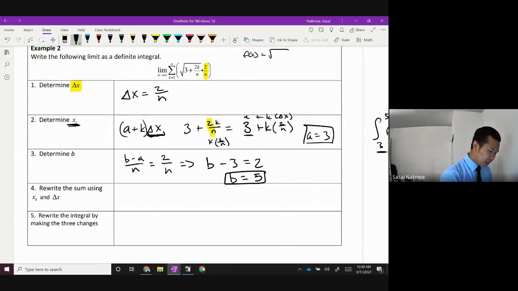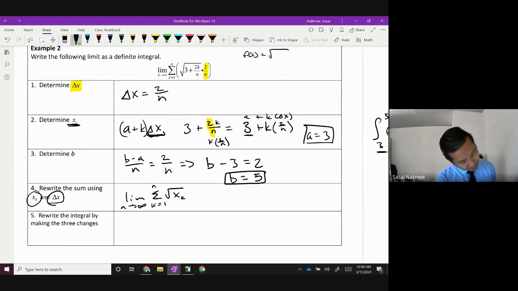Rewrite using x sub k and delta x. So this right here is going to be the limit as n approaches infinity of the summation of k equals 1 to n of the square root, but instead of 3 plus 2k over n, I'm going to write that as x sub k. Instead of writing the 2 over n, I'm going to write that as delta x.